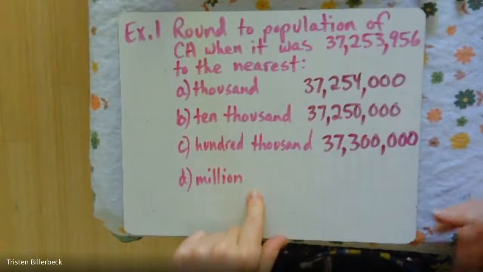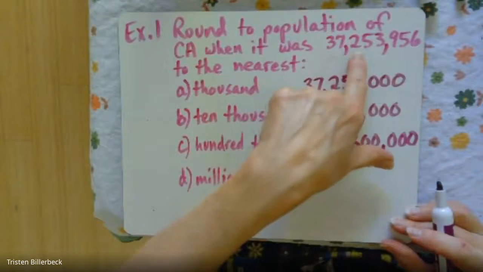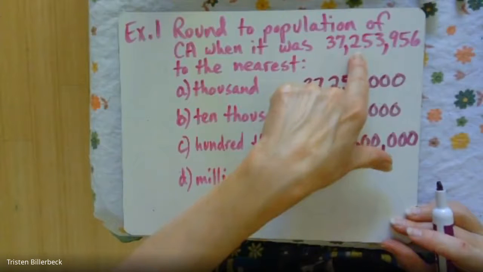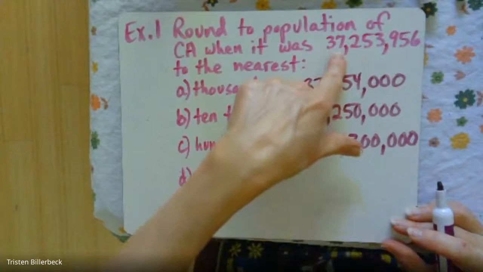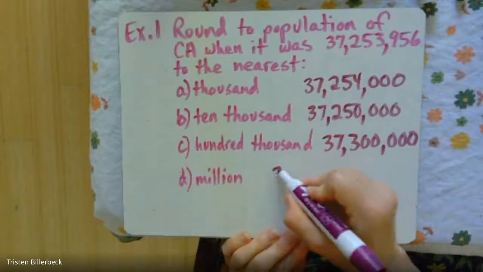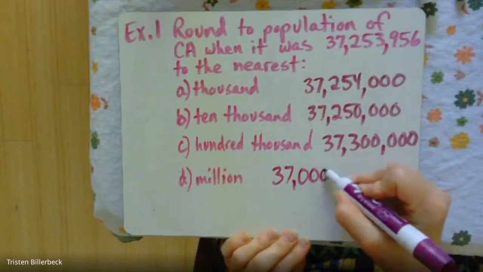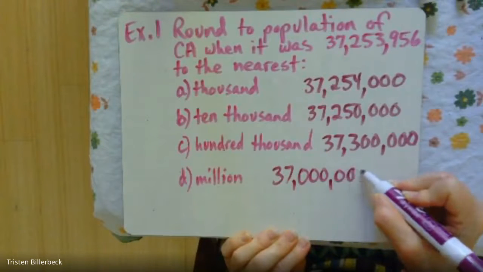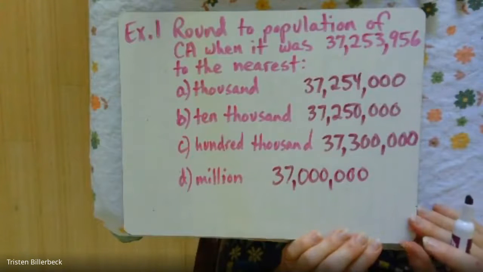Now if we do the nearest million, so the 7's in the million spot. So there's a 2 next to it. So it's 4 or less, let it rest. So the 7 stays the same. So there's 37 million. So we get some very different numbers depending on how we round.